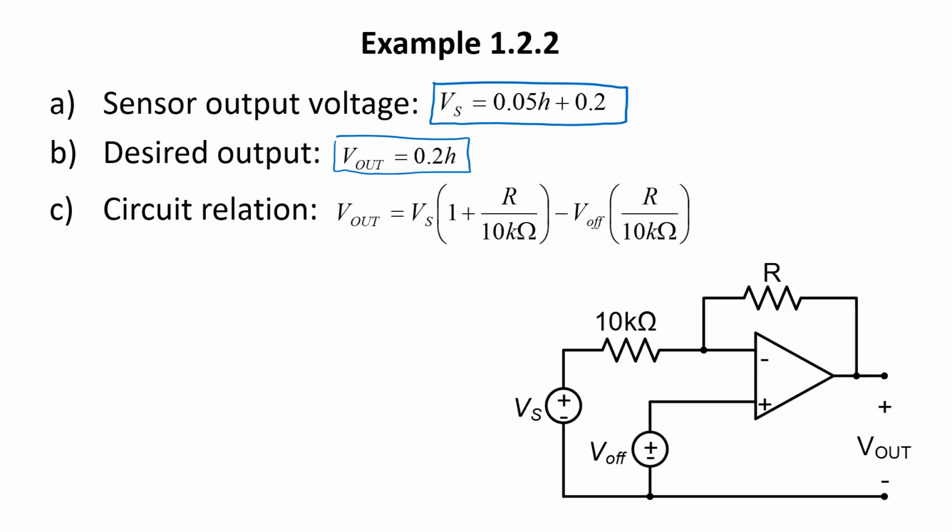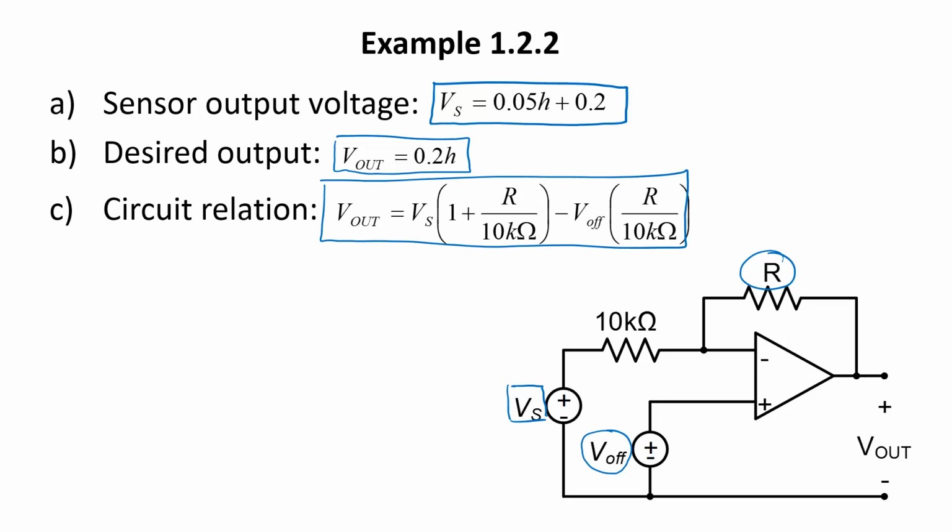The sensor output voltage, V sub s, is applied to the circuit here. There are two parameters, R and VOFF, for offset voltage, that we can use to meet the design requirement. The output voltage from the circuit is governed by this equation. The solution approach is to substitute this expression for V sub s here and find an expression for V out that's a function of h.